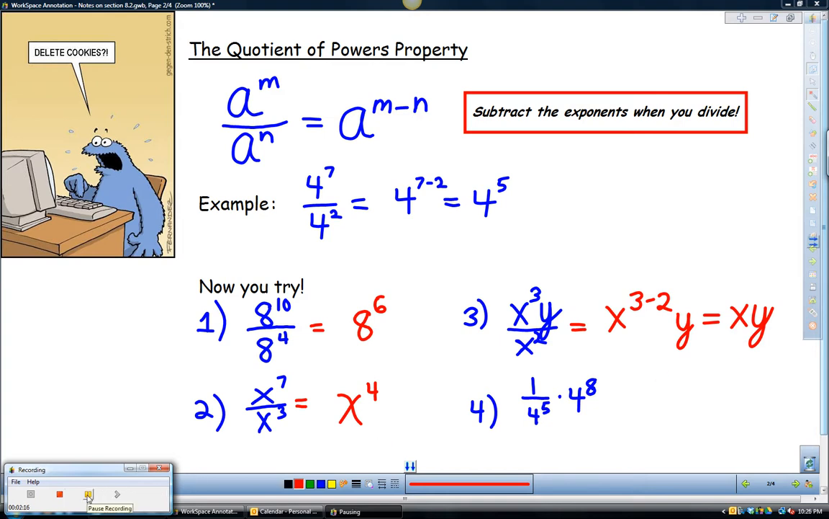Number 4, you have to multiply first, then subtract your exponents. Give that a try. Is this what you got? Remember, you have to subtract the exponents, and then when you have a smaller number like this, go ahead and multiply it out. 4 times 4 times 4 is 64.